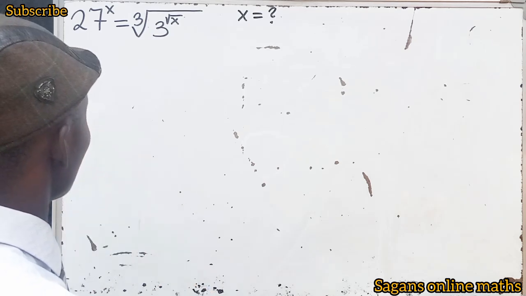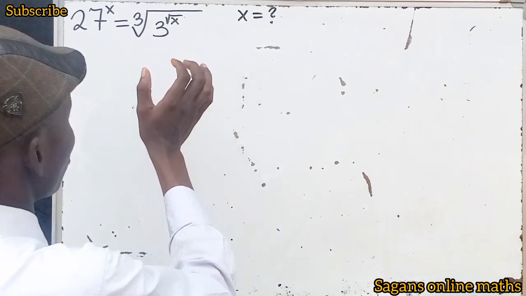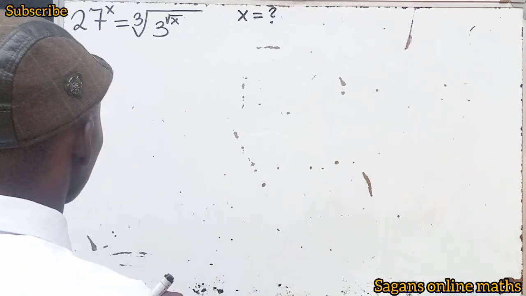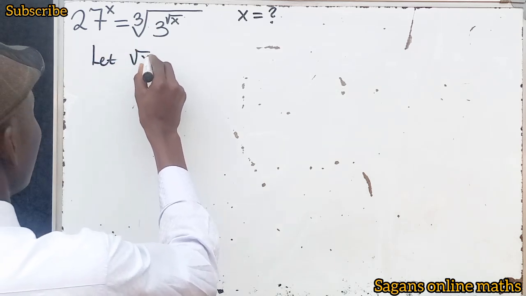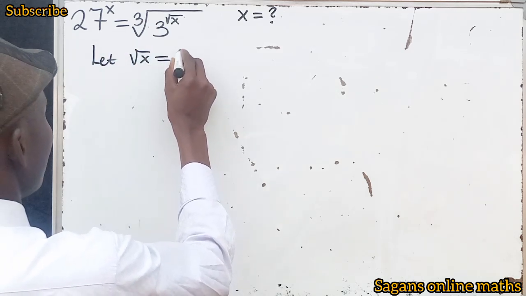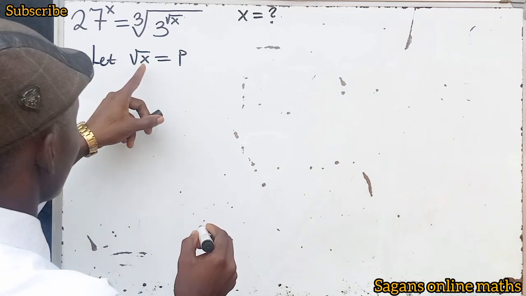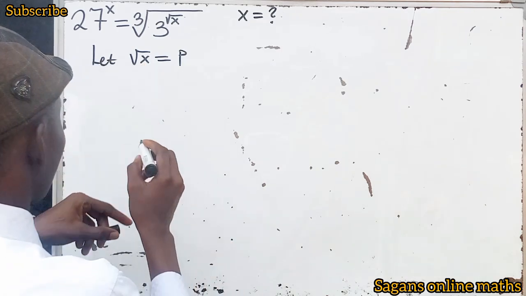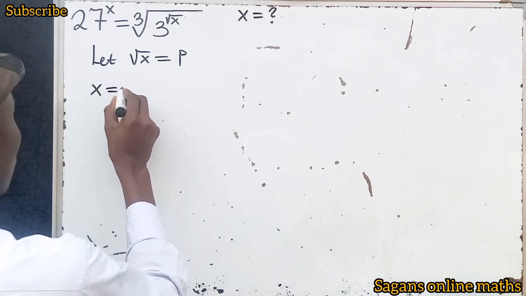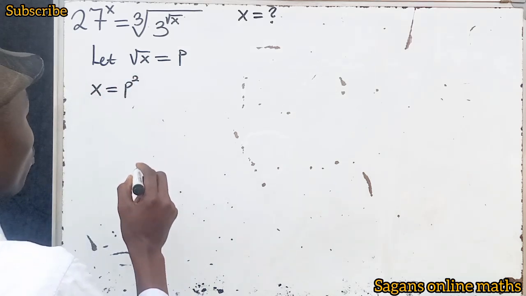Now our first step: we are going to let the root s be equal to any variable. Okay? So let root s equal to p. Now from here, let's make s the subject of the formula. For us to make s the subject of the formula, we have to take the square of both sides. That means s will be equal to p squared, because we take the square of both sides.